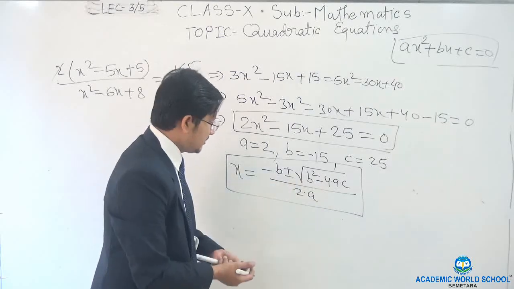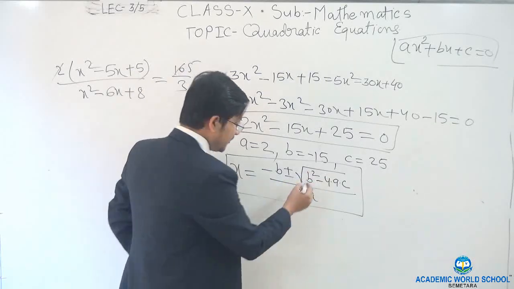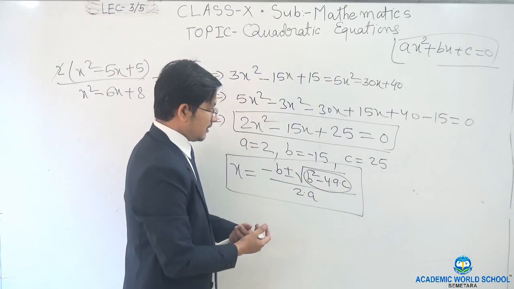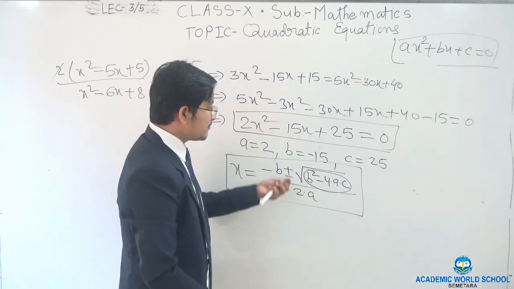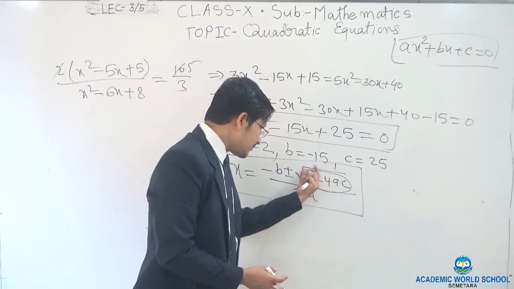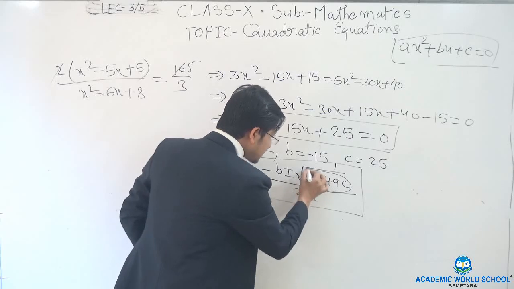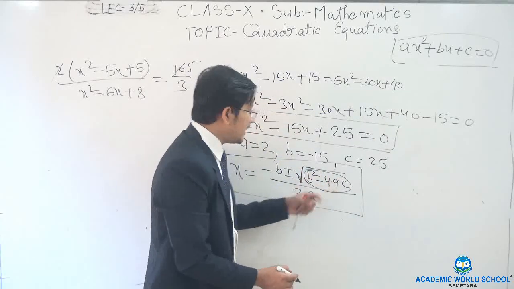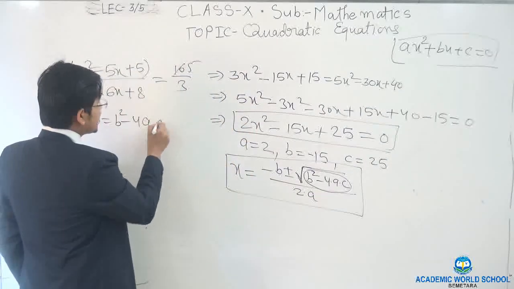So now we have to find. Let us check. First we are going to check this value. This is the value of discriminant. We are going to check the discriminant first. It may have the real roots or may not have real roots. So we are going to check by this value, because the square root can never be negative. So we are going to find the value of D. So D is equal to B square minus 4AC.